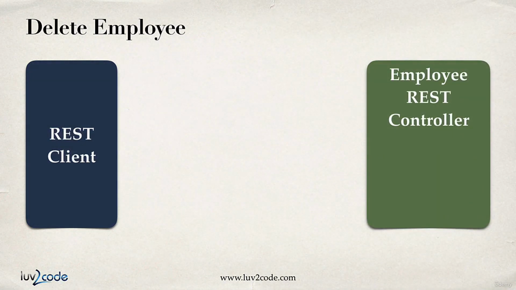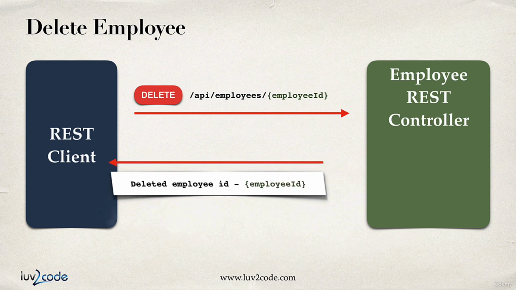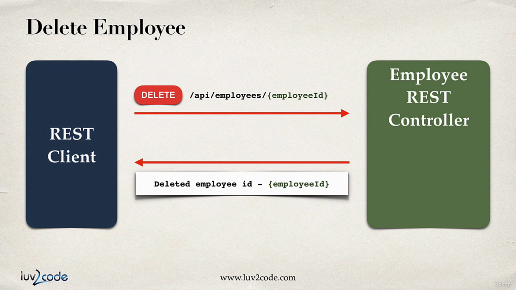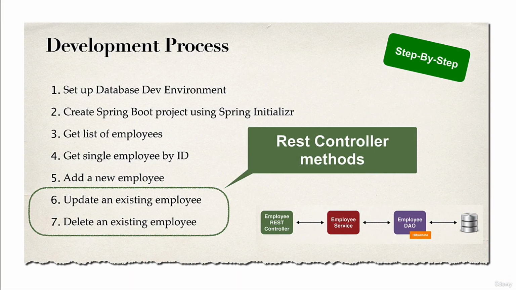And now looking at the other scenario here of deleting an employee. So we send over a DELETE request for /api/employees/{employeeId}. And then the REST controller will send back the deleted employee ID, and they'll simply plug in that ID. Okay, so let's swing in here and knock out the last 2 steps of this development process, adding the update and delete methods to our REST controller.